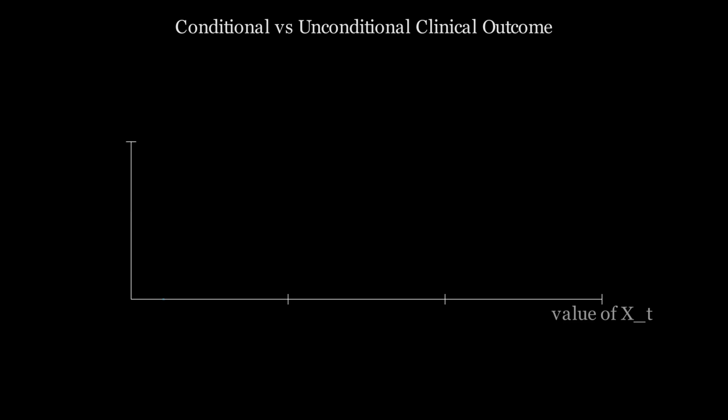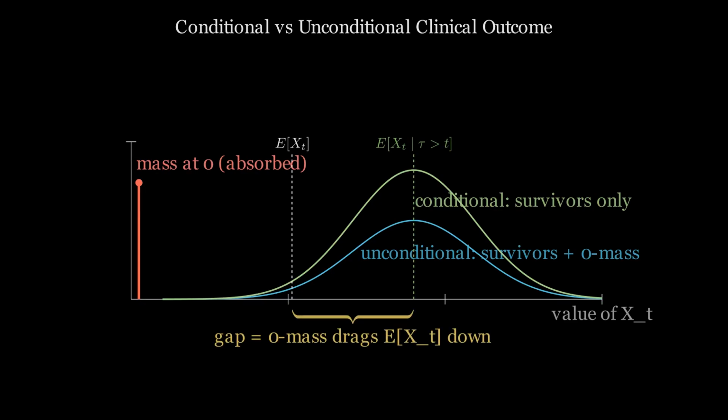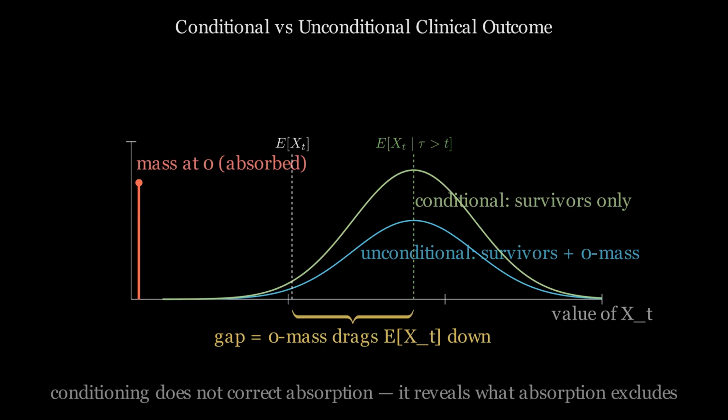The unconditional expected outcome includes all patient trajectories in its average. Absorbed patients contribute their absorbing state value, dragging the mean downward. The conditional expected outcome excludes those patients entirely. Only the surviving patients contribute to the conditional average. The gap between the two grows over time. As more patients are absorbed, the conditional outcome becomes increasingly divorced from the full population.